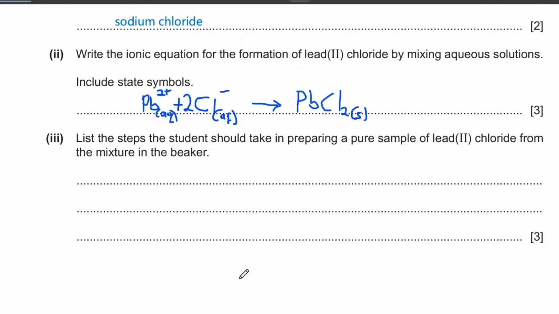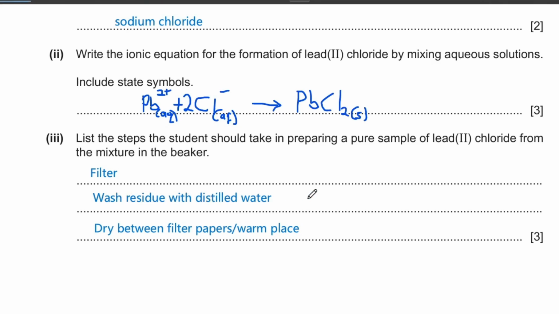Next, list the steps that students should take in preparing a pure sample of lead(II) chloride from the mixture in the beaker. Don't forget that it is a preparation of salt by precipitation. So in preparation of salt by precipitation, these are the steps involved. Number 1, you filter the precipitate. That's the first step. After you filter the precipitate, the next step is going to be wash the residue with distilled water. And then the last step is to dry it. Dry it between filter papers, or you dry it in a warm place in an oven. So these are the steps that are involved in preparation of salt by precipitation.